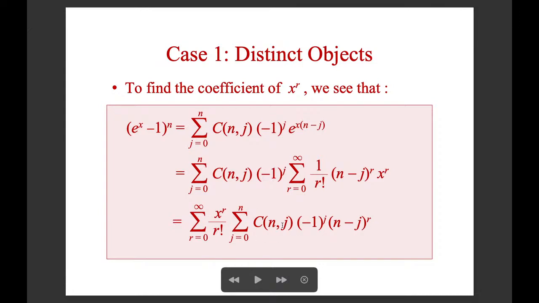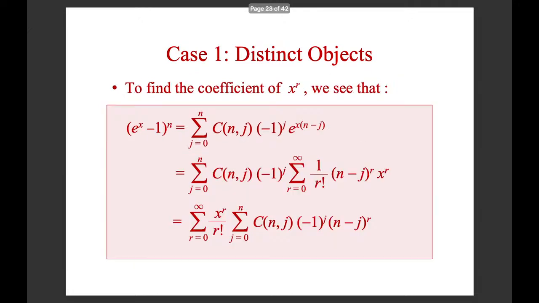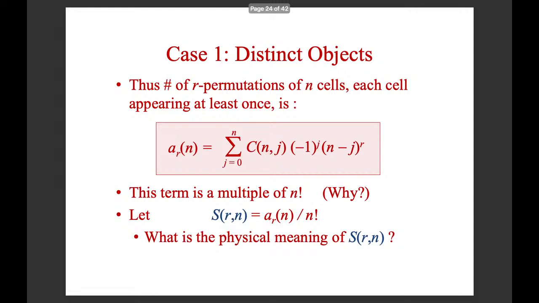And recall that the desired number of permutations is we get the coefficient of x to the power r multiplied back with r factorial. So what does that mean? It means that the desired number of arrangements is this term, the summation of n choose j, minus 1 to the power j, n minus j to the power r. So the number of r permutations of n distinct cells, each cell appearing at least once, is this term.